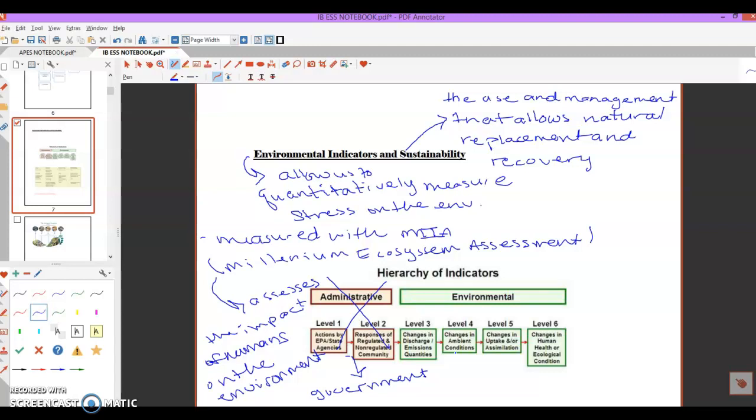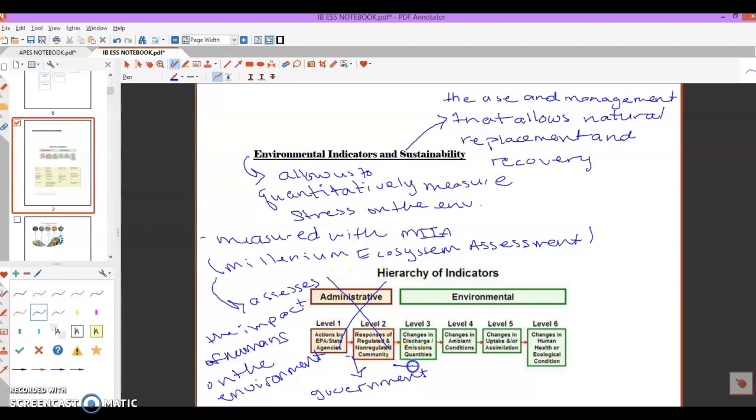So if you look at them, we have changes in discharge or emissions. So this is going to be air pollution. Changes in ambient conditions. So ambient means basically homeostasis. We have perfect conditions. If we stray from that, it will no longer be ambient. So that puts stress. Level 5, changes in uptake or assimilation. So this is going to have to do with the health of soil systems. And then changes in human health. We know that pollutants definitely have a negative impact on human health.